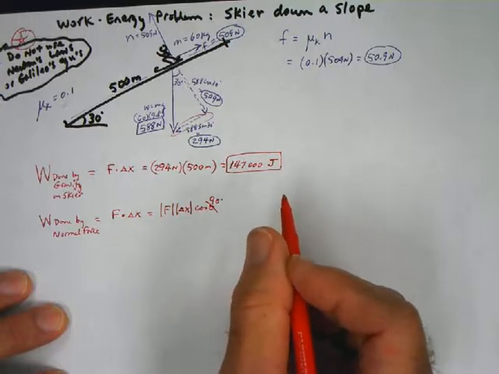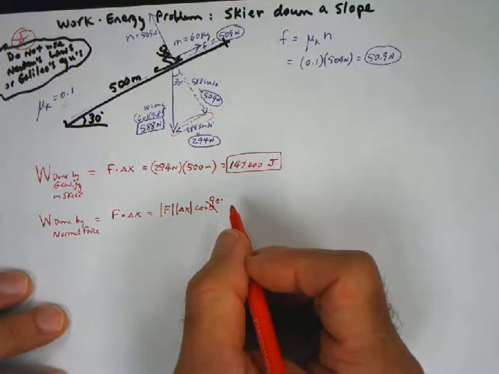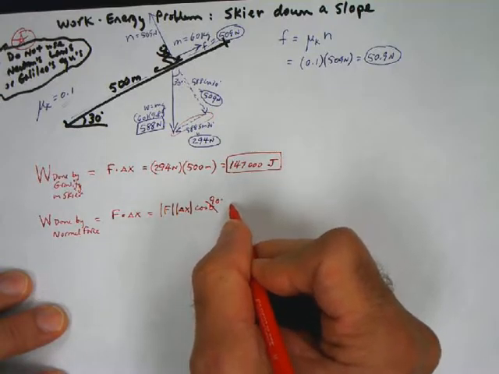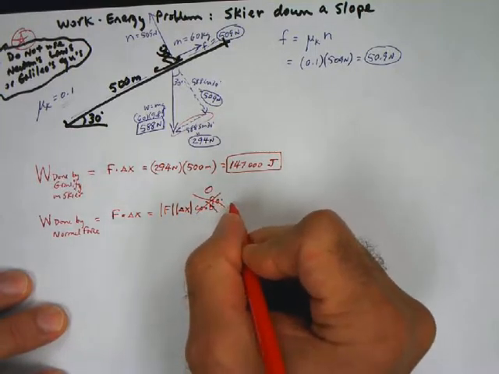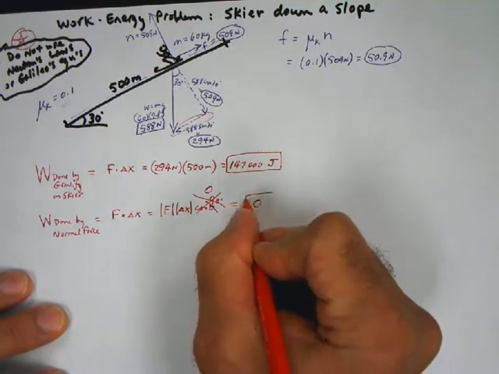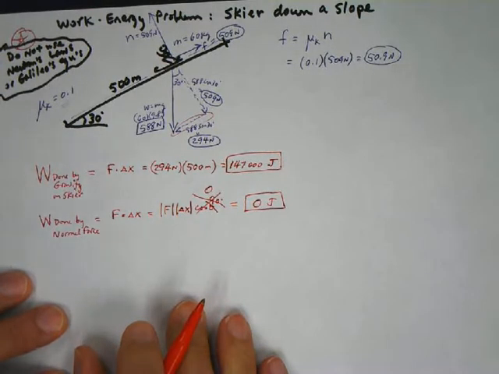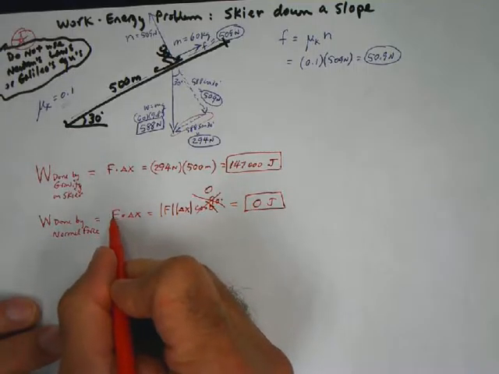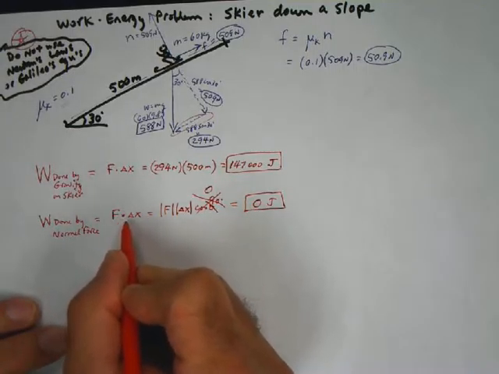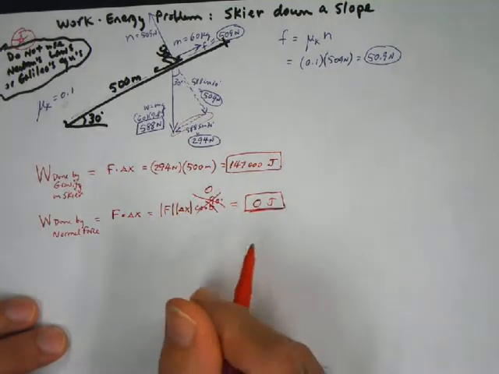And the cosine of 90 degrees is equal to 0. So that means the work done by the normal force is 0 joules. And that brings up a very good point. Anytime you have a force that is perpendicular, or 90 degrees, to the direction of motion, the work done on that object is 0.